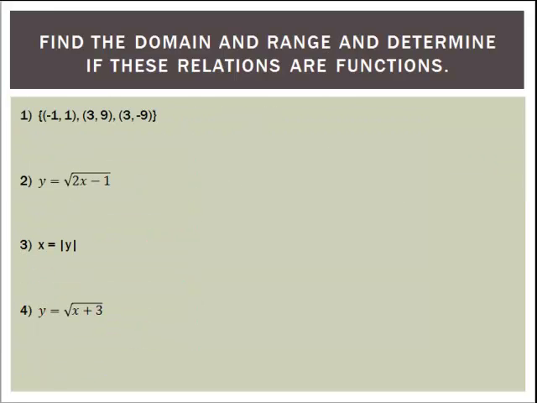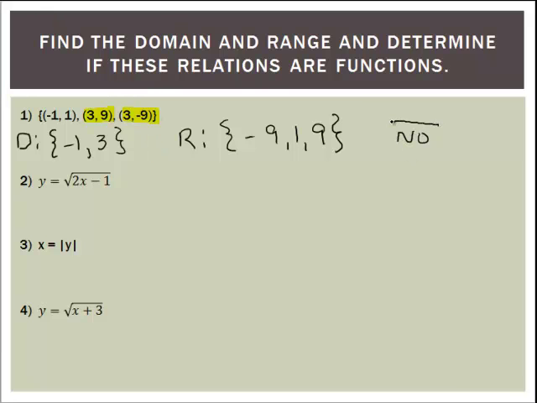Find the domain and range and determine if these relations are functions. Okay, so for domain, we have -1, 3, and 3. So we just have -1 and 3. For the range, we have 1. Oops, I should go in numerical order. So we have -9, 1, and 9. Is this a function? 3 is mapped to 9, 3 is mapped to -9. This is not a function.